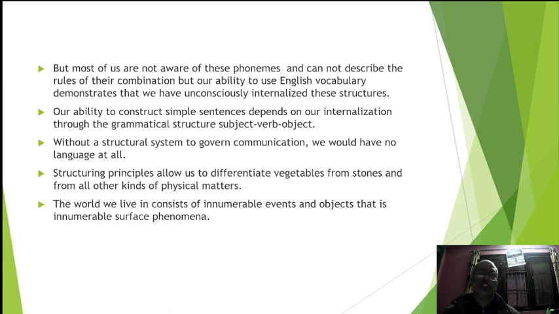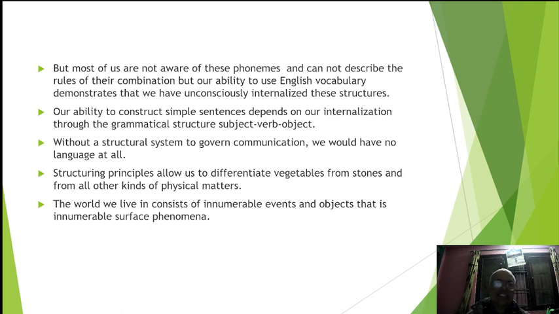Our ability to construct simple sentences depends on our internalization of the grammatical structure, subject-verb agreement. Subject-verb agreement is already internalized through our cognition, through the internal structure of the brain, and we automatically produce the grammatical structure of the language in the form of subject-verb-object. Without the structural system to govern communication, we would have no language at all.